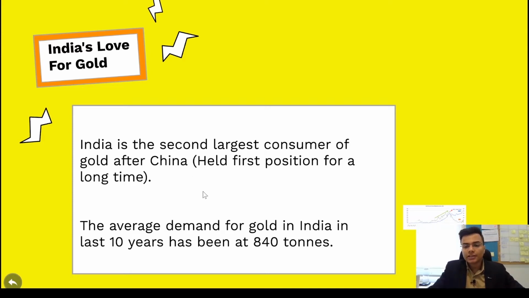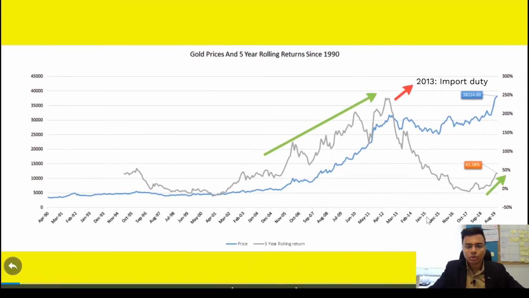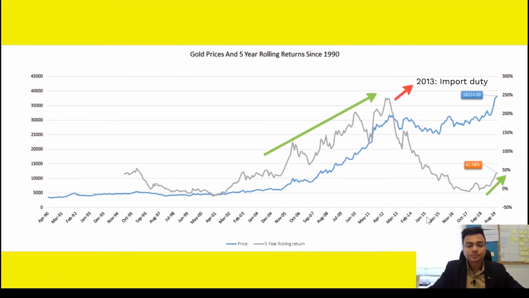So let us look at the price performance of gold over the past 2 decades. See, this blue line denotes the price of gold from April 1990 onwards, okay? And this gray line is actually 5-year rolling returns. So when you look at this graph, 2 questions should come into your mind. The first one is, what are rolling returns and why are we taking 5-year rolling returns rather than 1 year, 2 year? Why not 1, 2, 3 years? Why 5 year? So let me answer the first question.